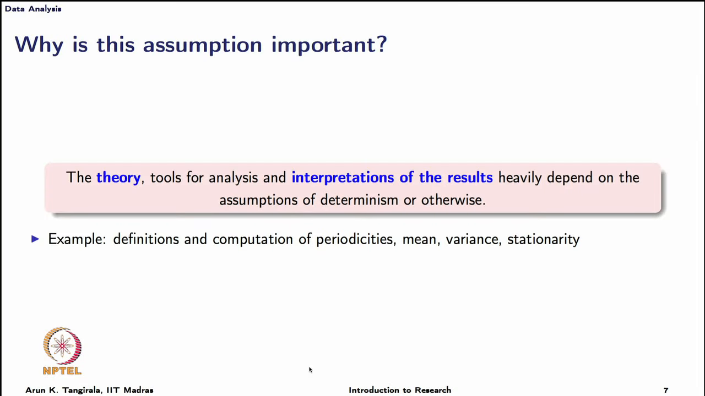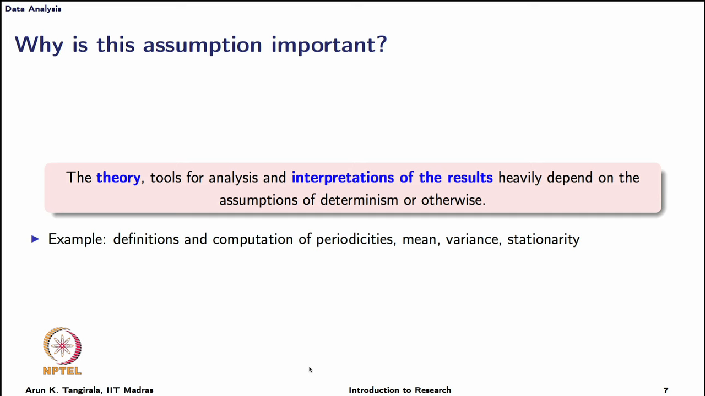So, going back to the question that we raised earlier, why should I worry about whether the data has come from a deterministic or a stochastic process? Why is this assumption so important? Now, the answer is something that I have said earlier.